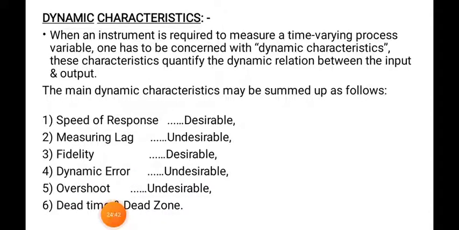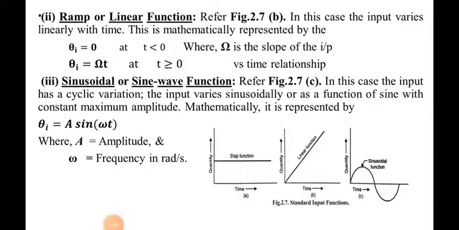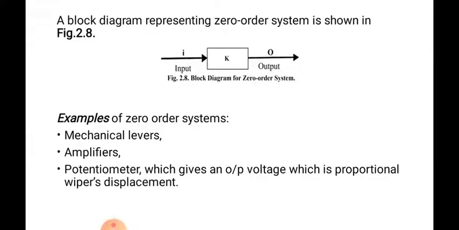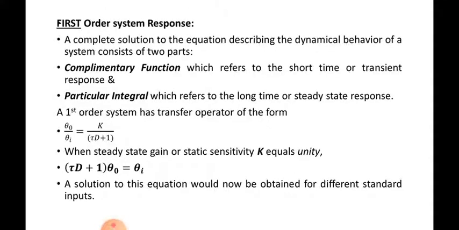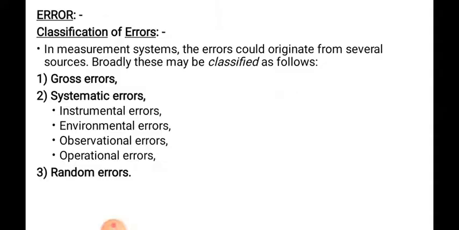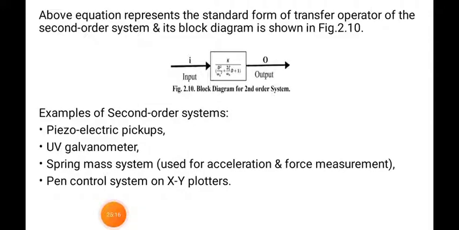In the next lecture we will study what is dead time and dead zone. Then we will study zero, first and second order systems with the help of examples. Then we will study the transient response, transient and steady state response, and then error, classification of errors, gross error, systematic error, and random error. These we will cover in the next lecture. So today we will stop over here. Thank you.